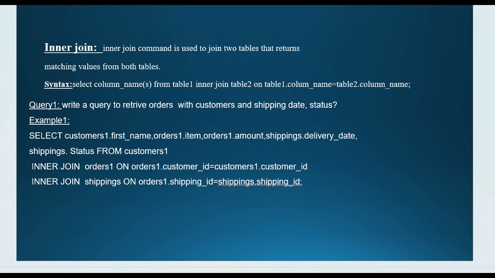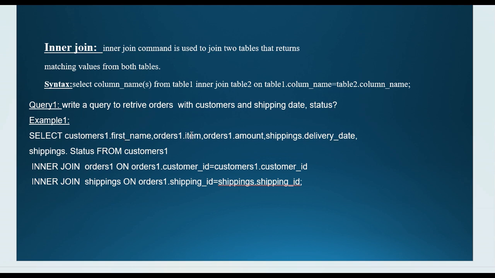Here we have the syntax: select column names from table name, and use table 1, then join another table. On clause, you have to use it to specify the matching records between two tables. Table 1 dot column name and table 2 dot column name means we have to match the IDs, customer ID from both tables. In table 1 we have customer ID equal to table 2 customer ID.